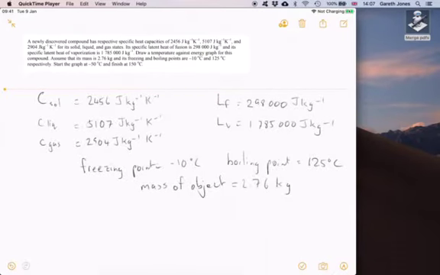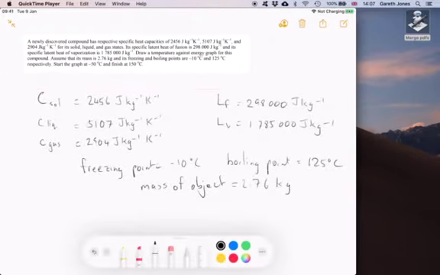I started off by writing down what we knew, and you can see the specific heat capacities on the top left here. It's comparatively low when it's a solid, quite high when it's a liquid, and in between when it's a gas. We have quite a big number for the latent heat of fusion, but a very big number for the latent heat of vaporization. Also notice the freezing point and the boiling point of this material, as that's going to be important. And in our question, the mass of the object.